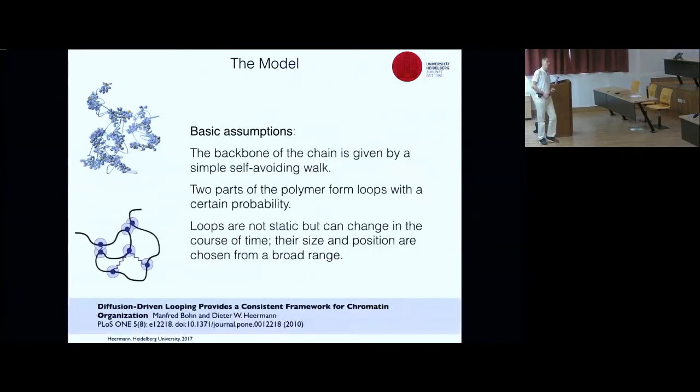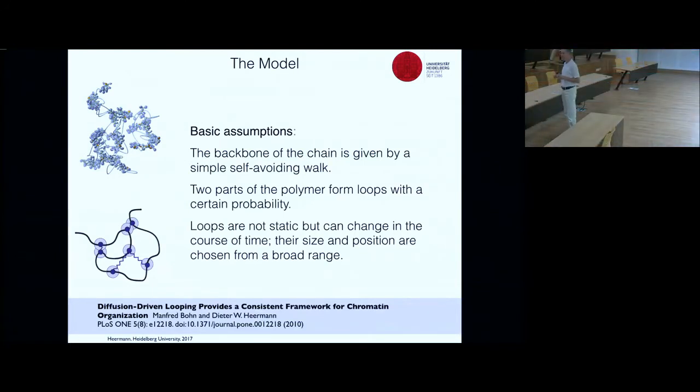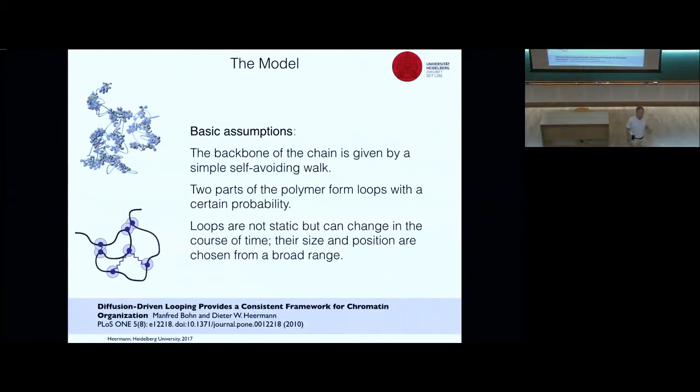Okay, so now let's see what our basic assumptions are. The basic assumption is that we have this backbone with a self-avoiding walk, and then we have certain loops in there. And now comes our take on this. Namely, we say the loops are only there with a certain probability. The reason, first of all, is that the kind of information which we have is only on a probabilistic basis. And secondly, these loops do not exist all the time. Rather, these loops are dynamic. They change. As a matter of fact, you can prove that these loops have to change all the time. Otherwise, if you try to explain certain experiments, it clearly goes wrong.